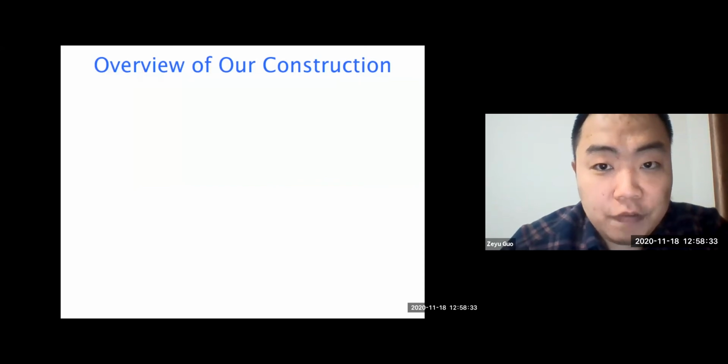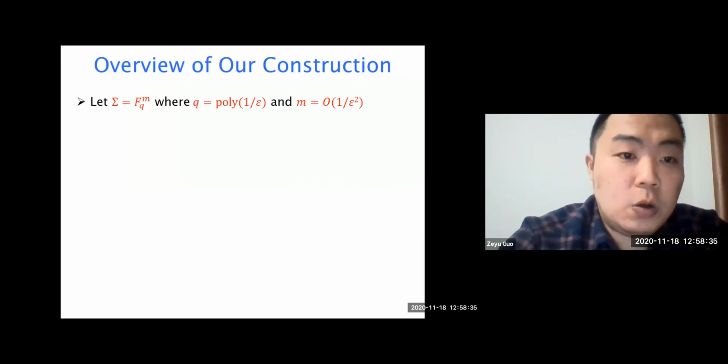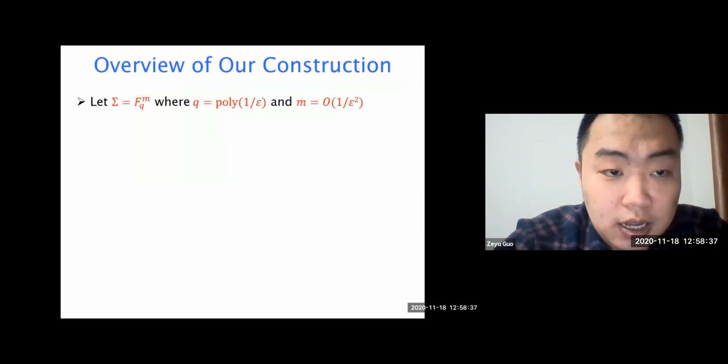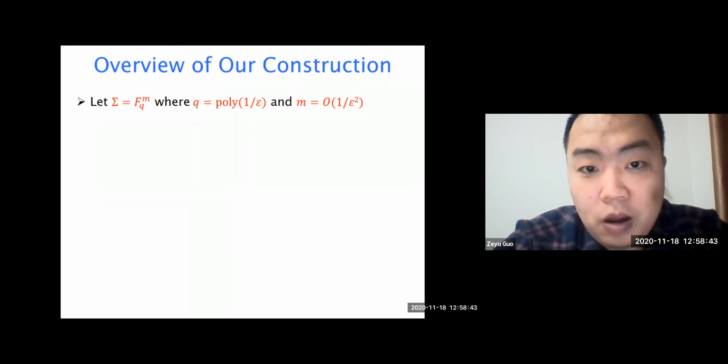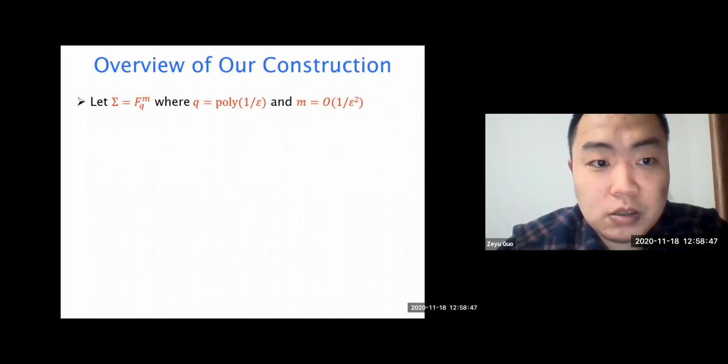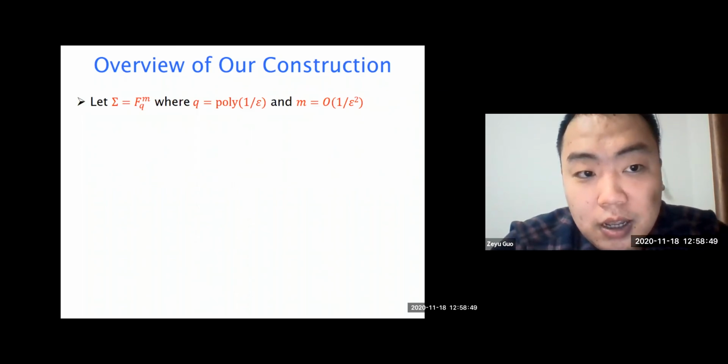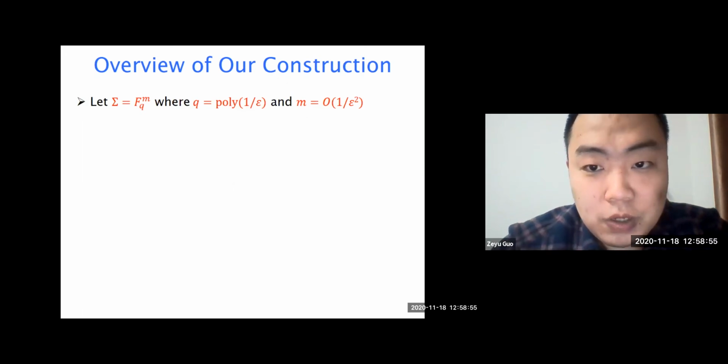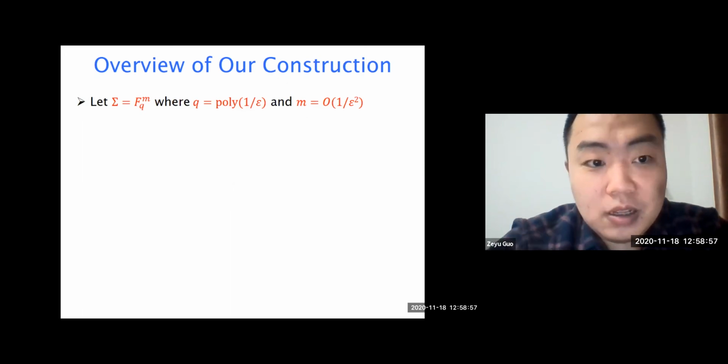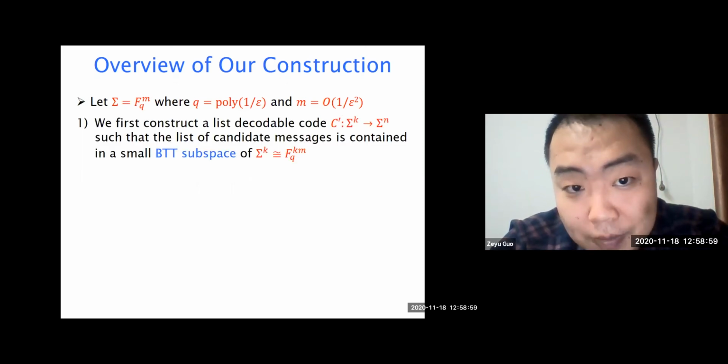And now I'll give an overview of our construction. Our code has alphabet sigma, which is F_q to the m, where q is poly 1 over epsilon, and m is O of 1 over epsilon squared. So in particular, the size of sigma is 1 over epsilon to the 1 over epsilon squared, which depends only on epsilon. And our construction has 2 steps.